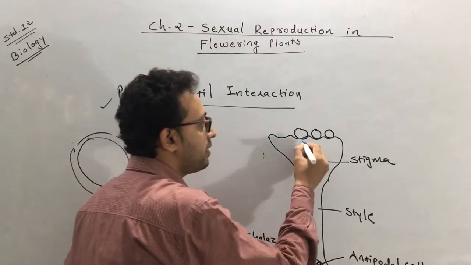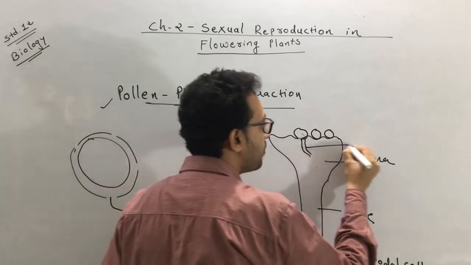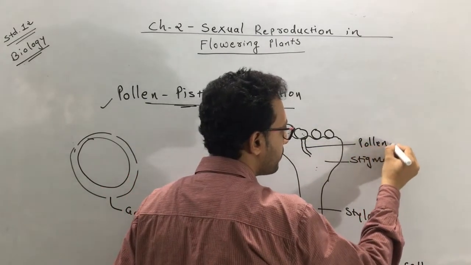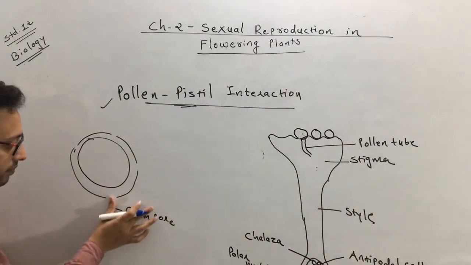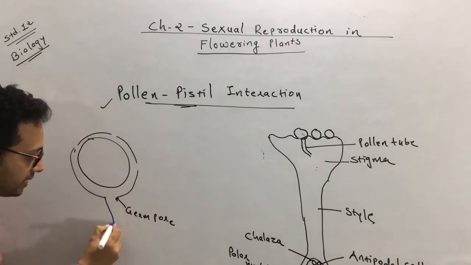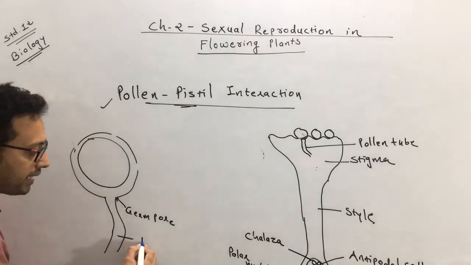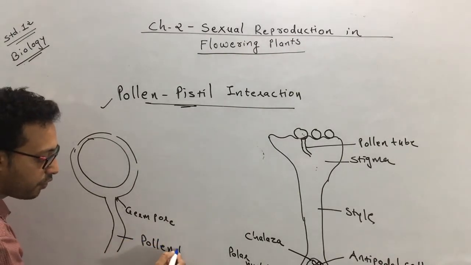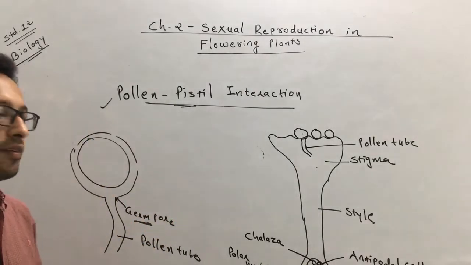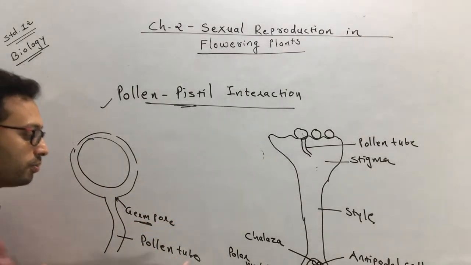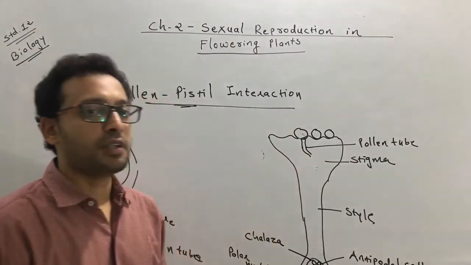Now, once it accepts, there is a development of a pollen tube. This is called the pollen tube. It develops from the pollen grain like this. Say this is the germ pore. Now there is a development of a tube-like structure. This tube-like structure develops from the pollen grain at the germ pore, and that is called a pollen tube. So now there is a development of a pollen tube.